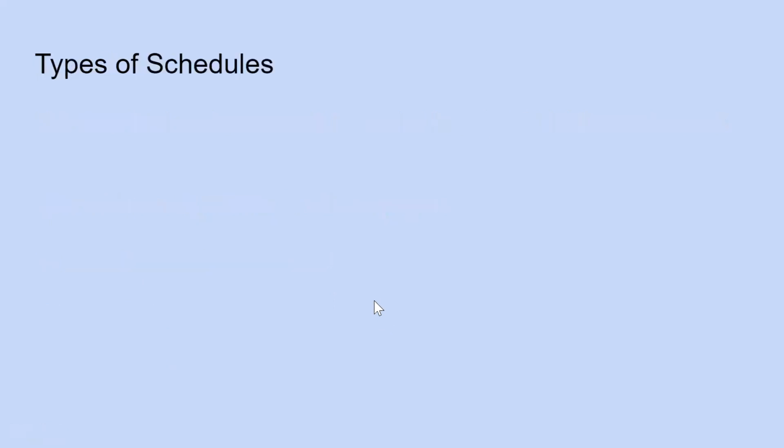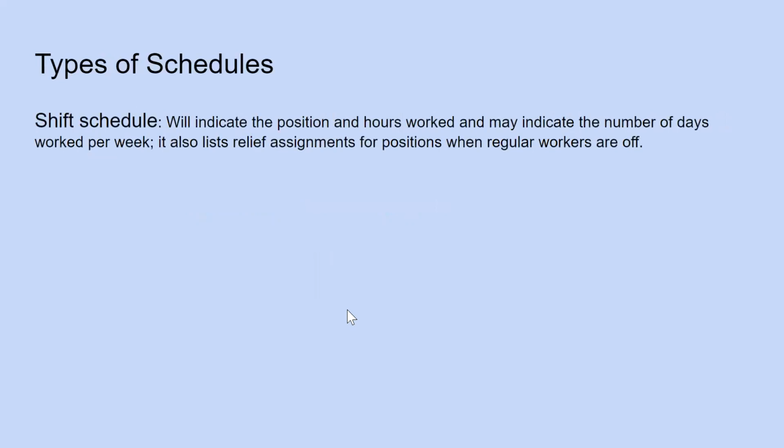Next, we have types of schedules. We have a shift schedule, which will indicate the position and hours worked and may indicate the number of days worked per week. It also lists relief assignments for positions when regular workers are off. So this is the schedule you see that's posted on the door or on the billboard or somewhere that everyone can look at. It's going to be maybe a month max, or it'll definitely have weeks in there, and it'll show who is working on that particular day and the hours that each person is working for that day.